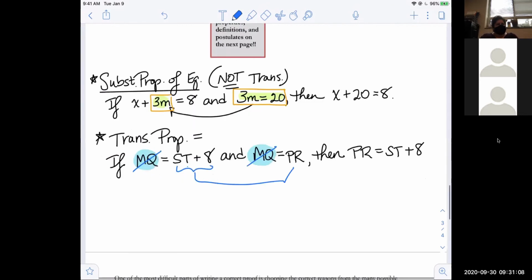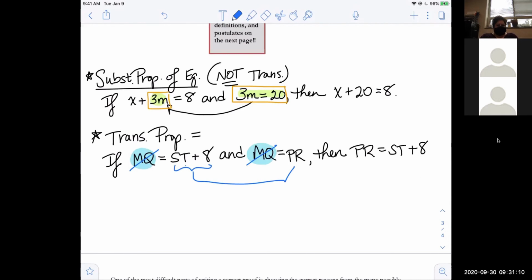Now, the question is, is that also considered substitution? Is there a way to consider this as substitution also? Is it possible to call that substitution? Anate is saying yes. Tell me how. Yeah, so you can also call it substitution because you can say, all right, let's take out MQ right here and let's put PR in its place because PR is equal to MQ. And when you do that, you're going to end up with PR over here instead. So that one could actually be considered either transitive or substitution.